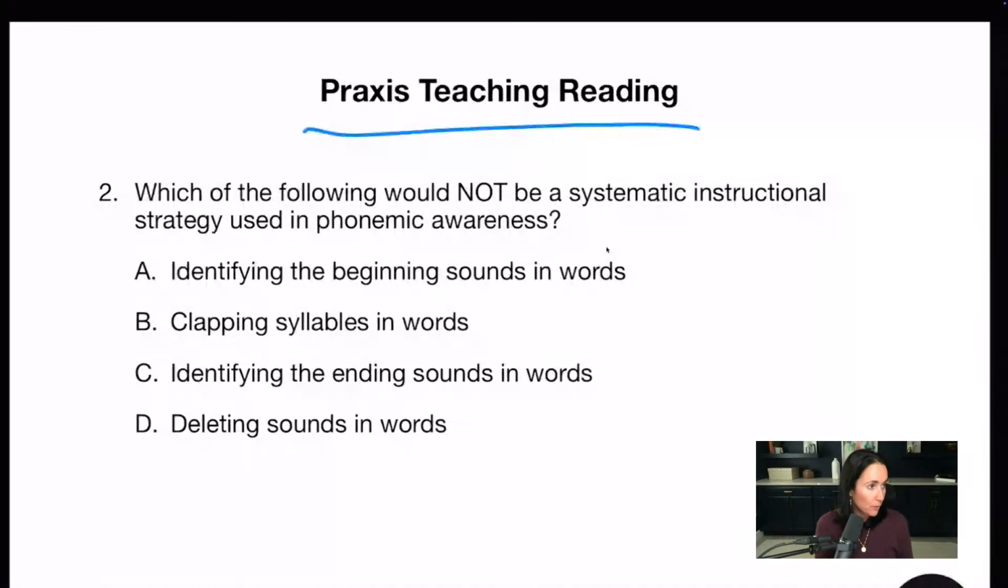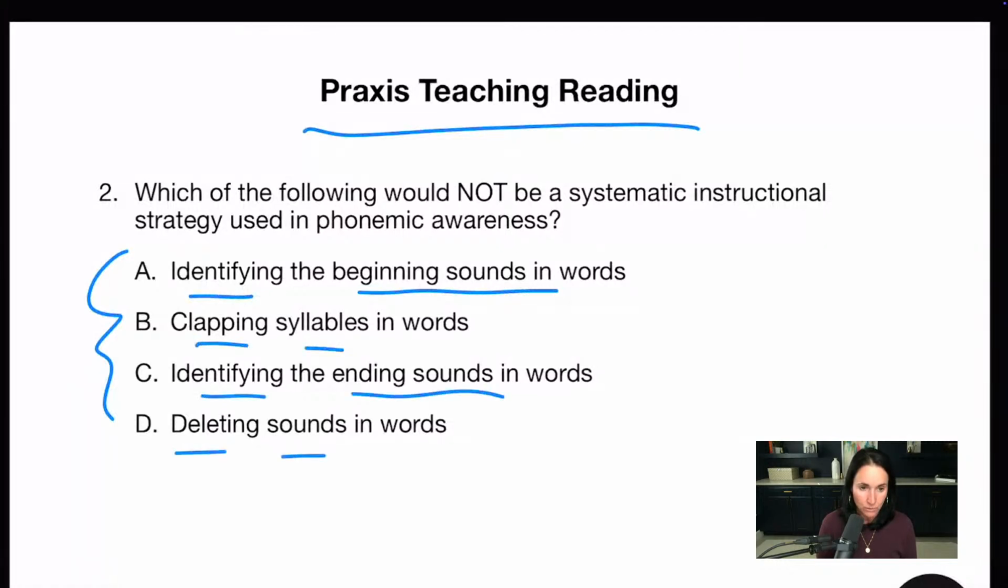All right. This is from your Praxis Teaching Reading Free Study Guide. And this is number 2. Okay. So let's look at the answer choices: identifying the beginning sounds in words, clapping syllables, identifying the ending sounds in words, deleting sounds in words. Okay. Here's one way to think about tests and to think like a test maker. First of all, this "not" is standing out to me. Notice I have sounds, and sounds. 3 out of the 4 are similar. Now, this is a not question. Which of the following would not be a systematic instructional strategy? So we're looking for the one that's not like the others, right?